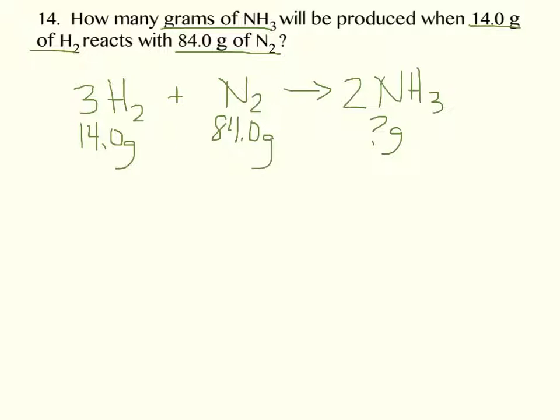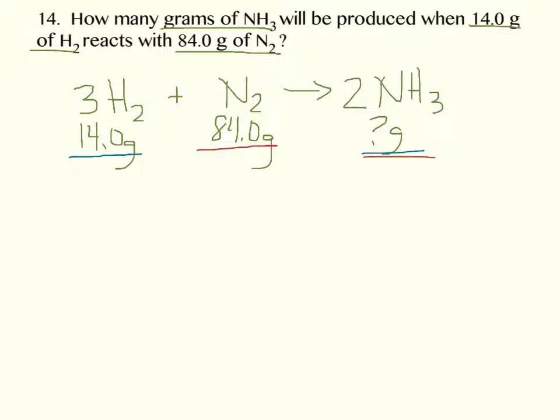Okay, this is called an excess limiting problem, because one of these, hydrogen or nitrogen, is in excess, and the other one is limiting how much NH3 you can make. But we don't really know which one's which. So what we're going to do is, starting with 14 grams of hydrogen, how much ammonia will be produced? And then, starting with 84 grams of nitrogen, how much ammonia will be produced? Whichever one is the smaller answer is the one that's actually possible.